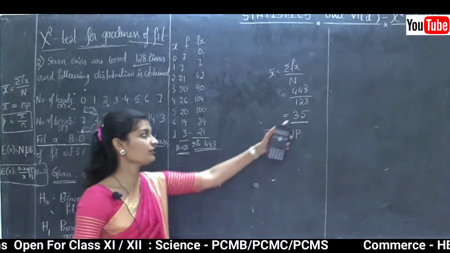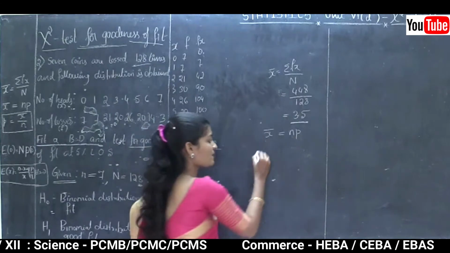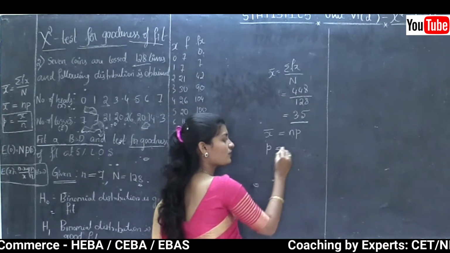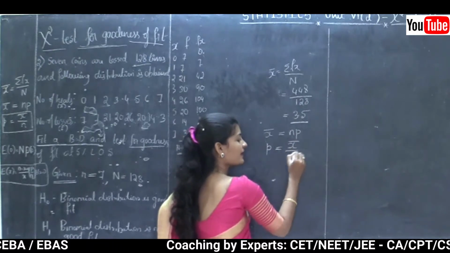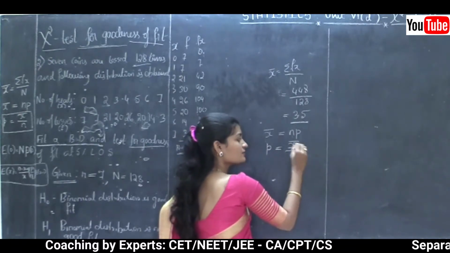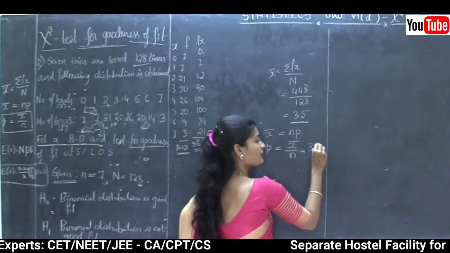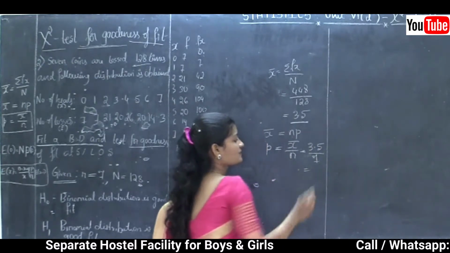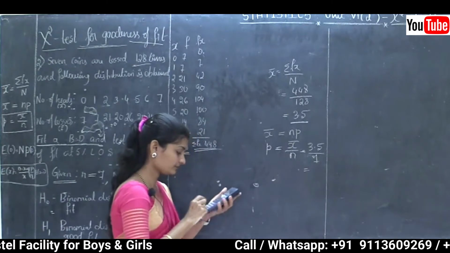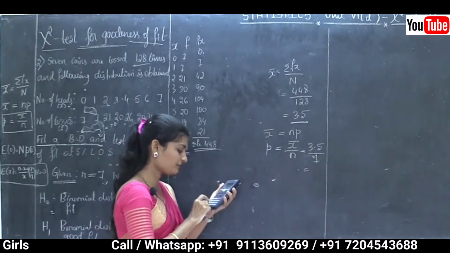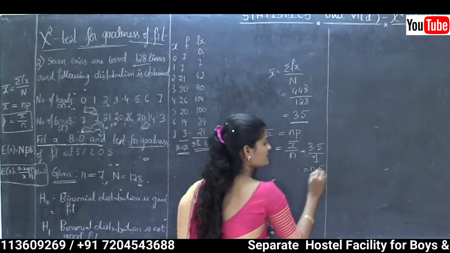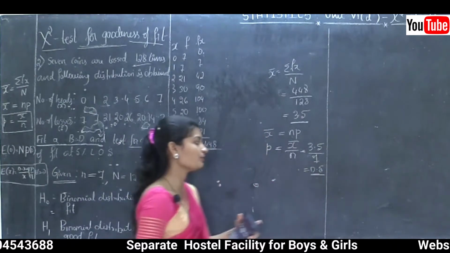So x bar we already got, next we need to find small letter p. How to find small p? It is x bar divided by small letter n. So here x bar value is 3.5 and small n is 7. So the p value is 3.5 divided by 7, so p is 0.5. See, here we got the p value 0.5.